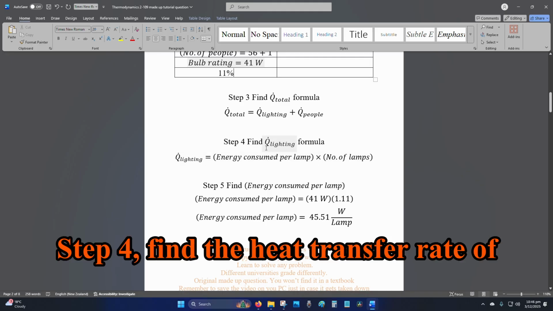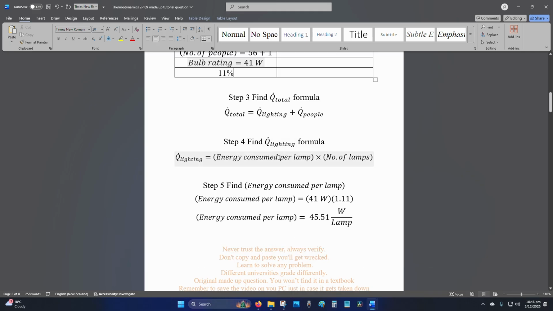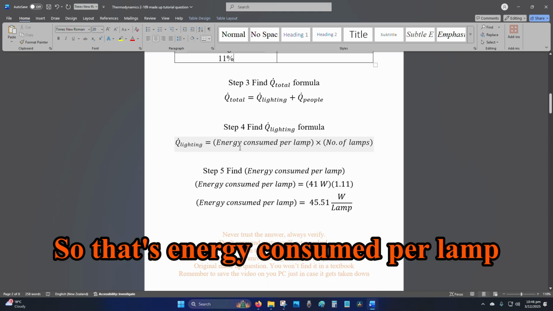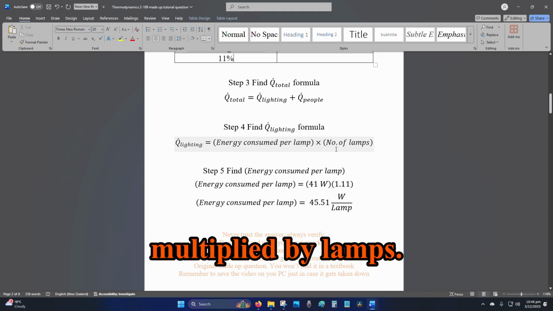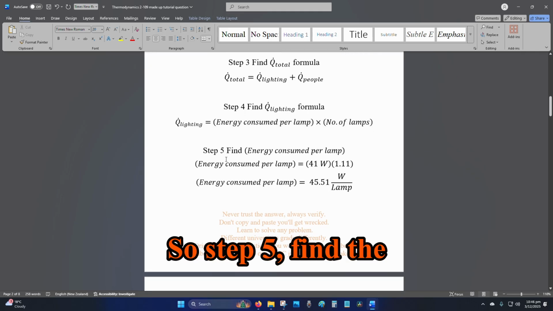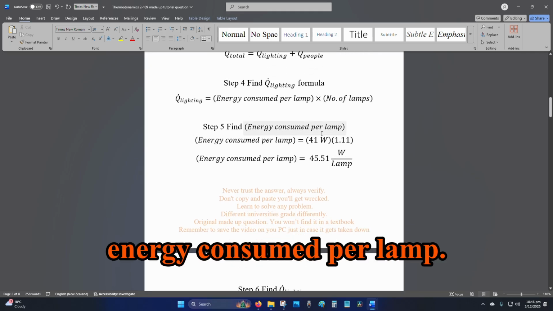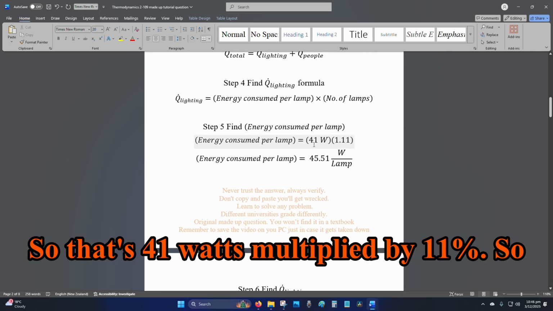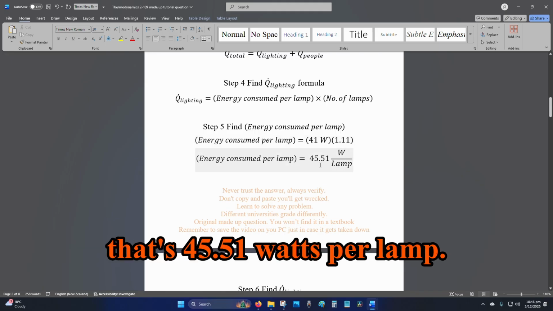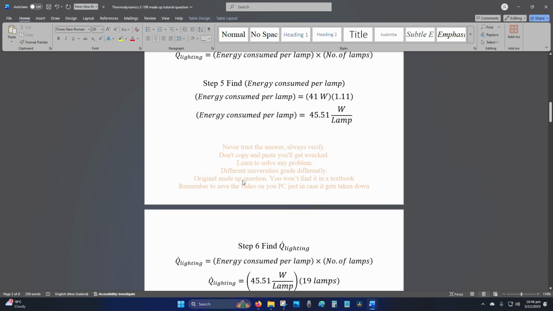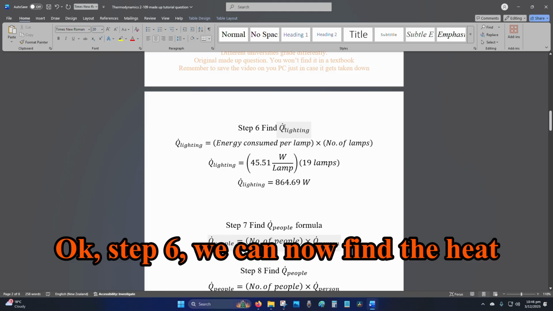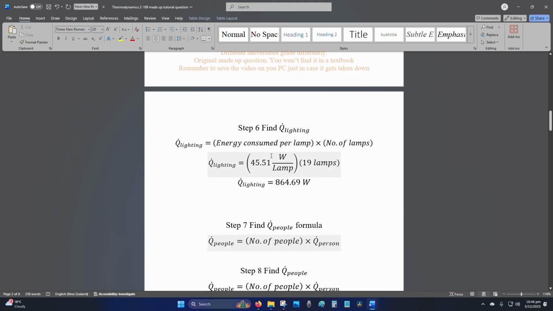Step 4, find the heat transfer rate of lighting, so Q dot lighting. So that's energy consumed per lamp multiplied by lamps. So step 5, find the energy consumed per lamp. So that's 41 watts multiplied by 11%. So that's 45.51 watts per lamp.